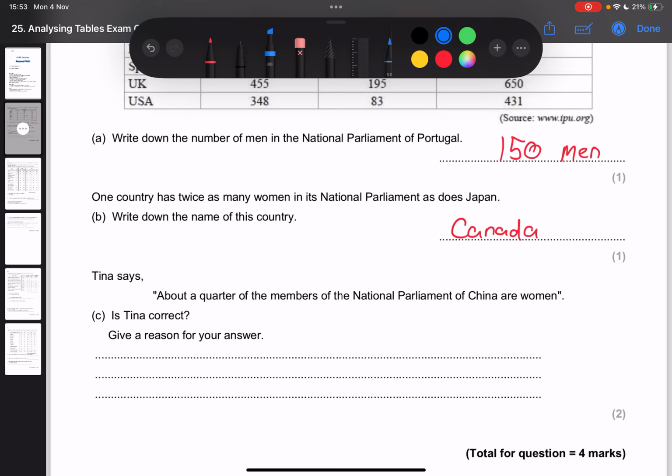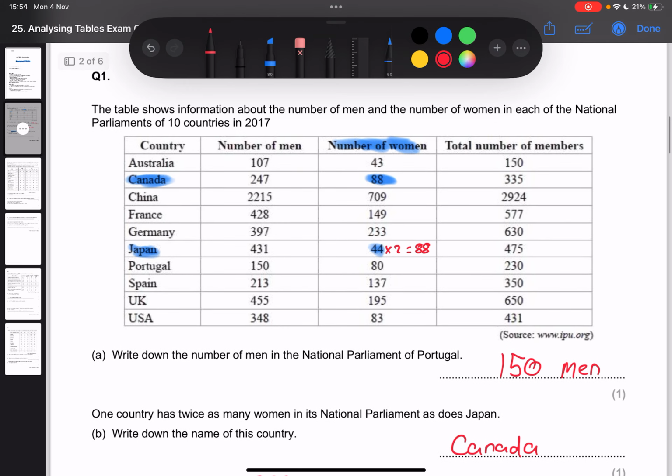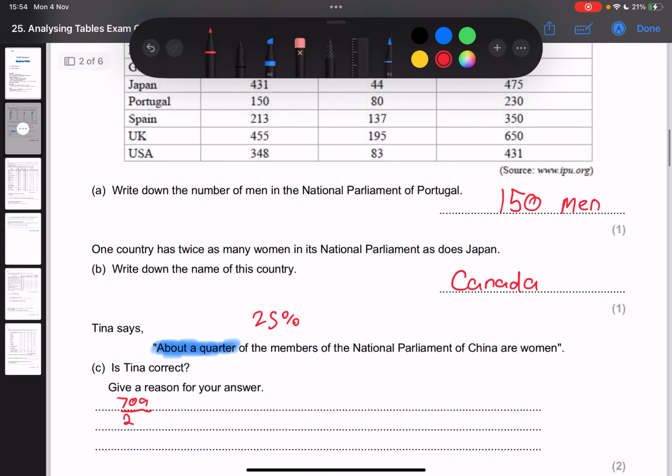Okay. Tina says about a quarter. Keyword, not exactly a quarter, about a quarter. So near enough to 25% of the members of the National Parliament of China are women. So we're looking at China. If I go to China, we have number of women 709. Total amount of people is 2,924. So we'll do 709 over 2,924.